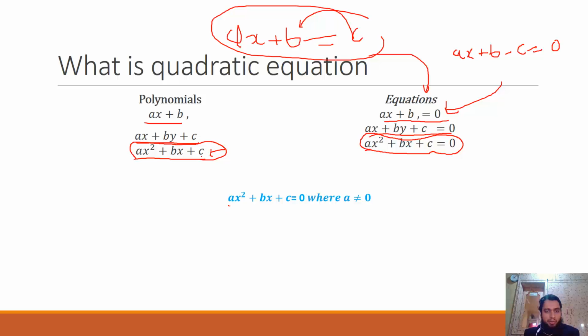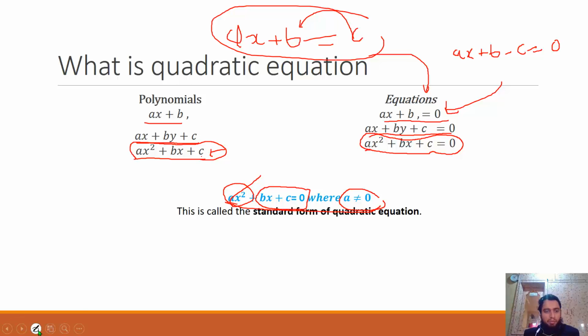But here one thing to be noted is that a is not equal to 0, because when a is equal to 0, this term will vanish out. When this term vanishes out, we are left with this one. And this one, as you know, is a linear equation. It will no longer be a quadratic equation. And you have to know that this form is known as the standard form of the quadratic equation.